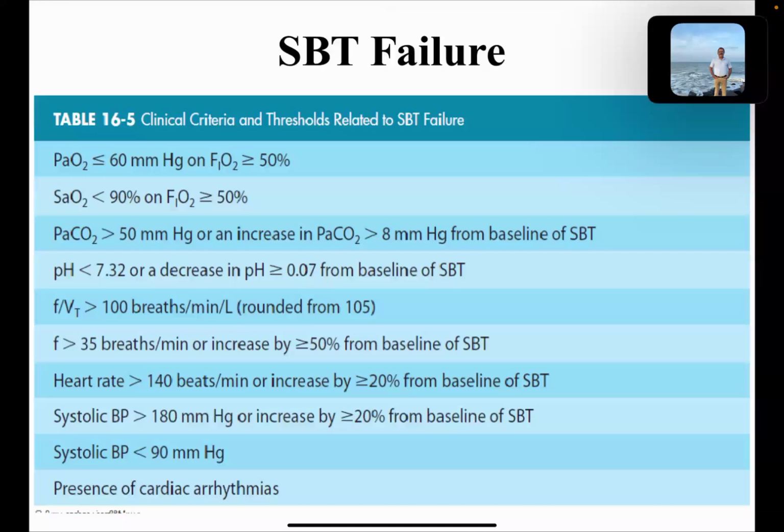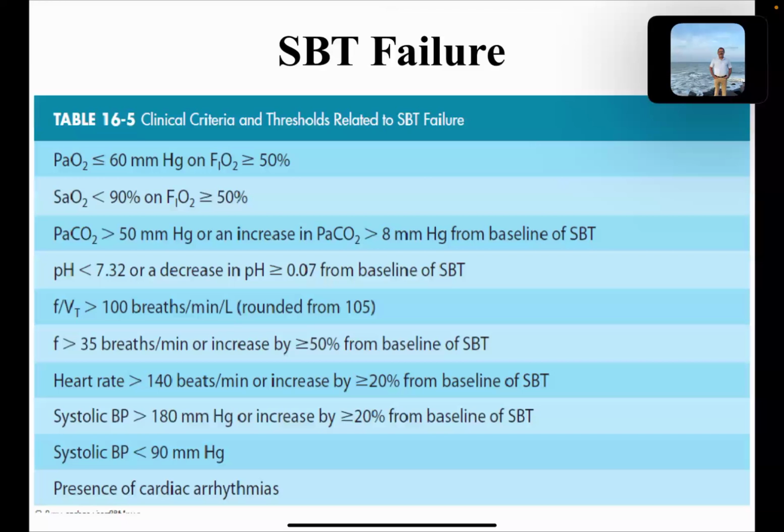And next is the pH. So if there is acidosis, again you have to be careful. F by VT, that is the RSBI index or rapid shallow breathing index, if it is more than 100, that means it is going to fail. Respiratory rate should be less than 35, and the heart rate, BP, systolic BP all should be normal, and cardiac rhythm also you have to see at that time.